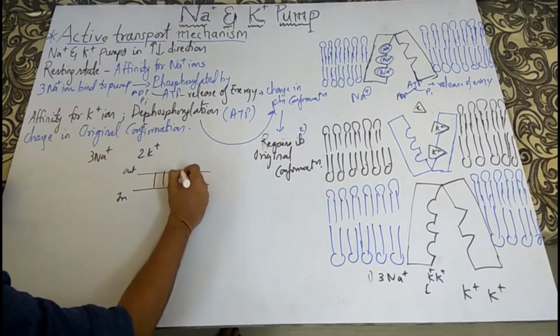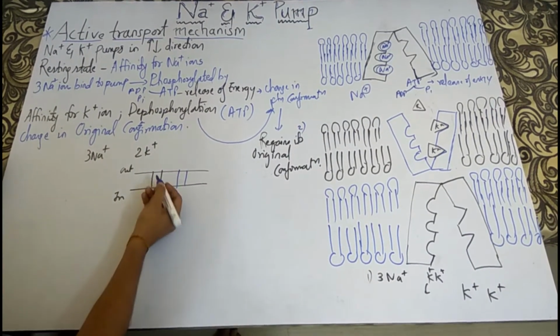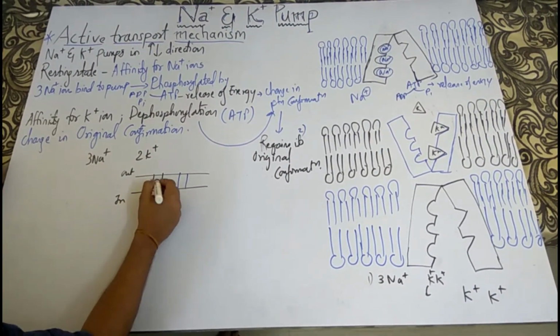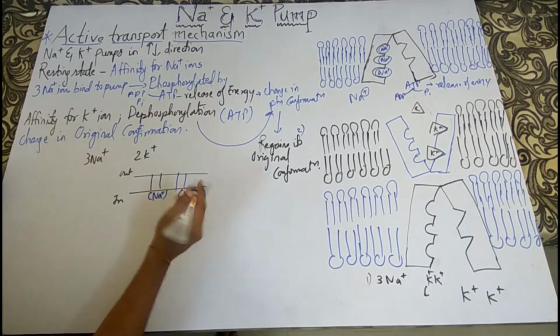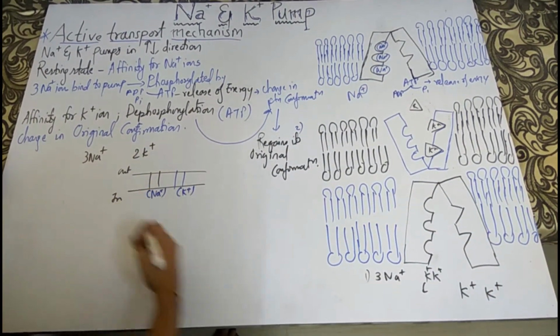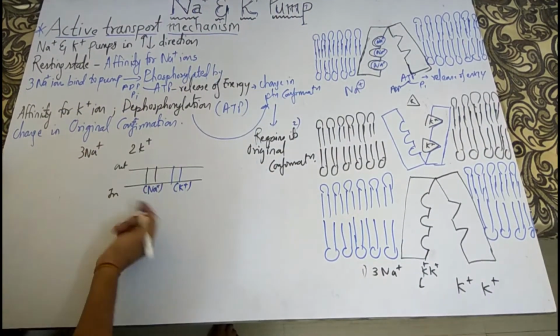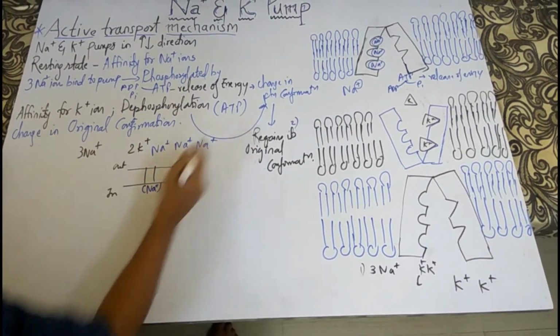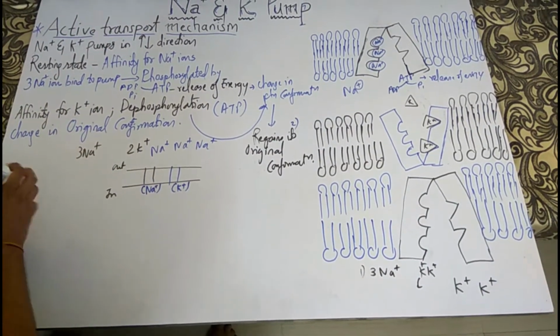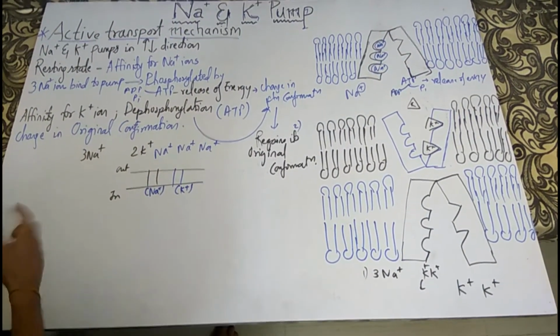So I'll be listing here the voltage gated channels. This is the voltage gated channel for the sodium and this is for the potassium. We know that we have released the sodium outside of the cell. So here the sodium concentration would be more, and on this side the potassium concentration would be there.